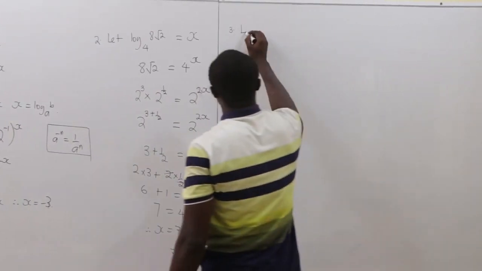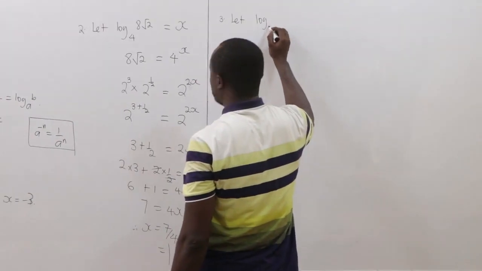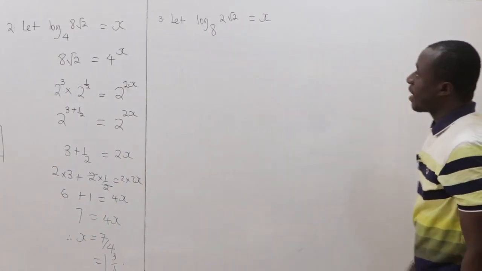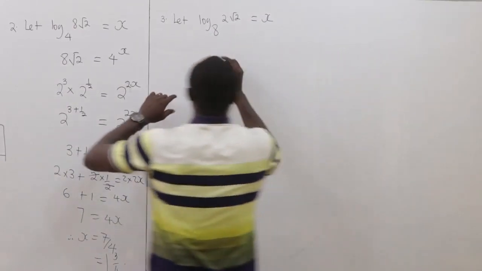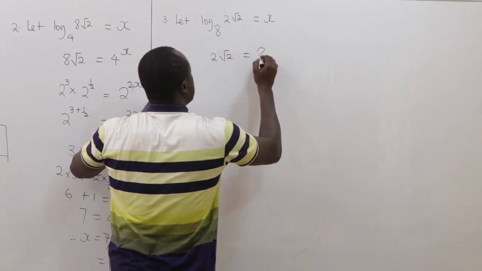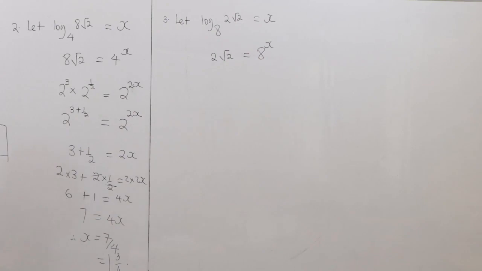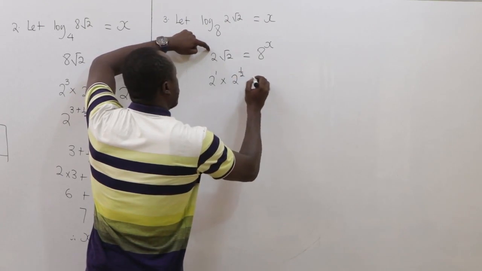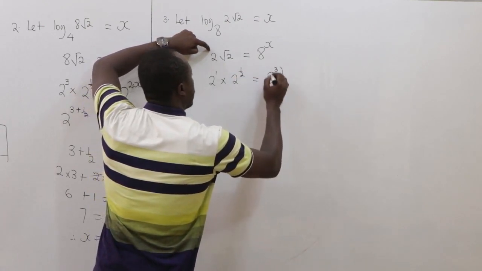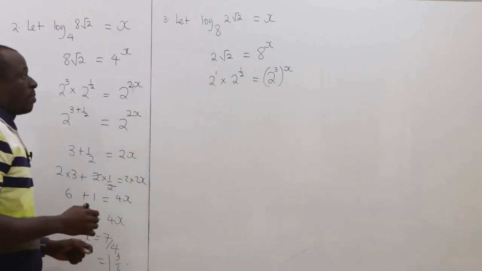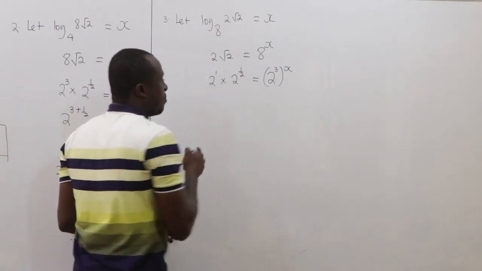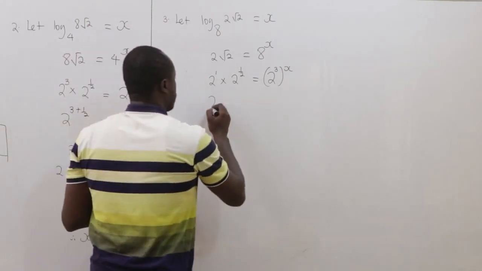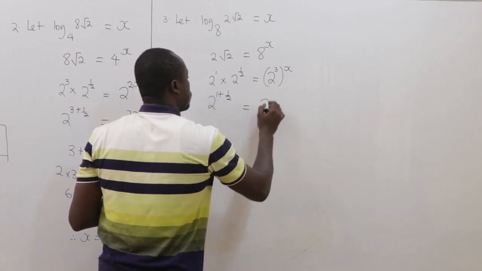The third question, so you can say that that is log base 8 of 2 root 2 should be equal to x. Now, from our definition of logarithm, what do you have? That is 2 root 2 equal to 8 to the power x. Now, this is the same as 2 to the power 1 times 2 to the power 1 over 2 equal to, that is 2 to the power 3, all to the power x. So we know indices, when the bases are the same and you're multiplying, we add the exponents. So this is just 2 to the power 1 plus 1 over 2 equal to 2 to the power 3x.